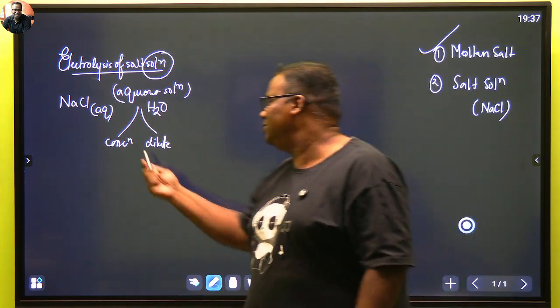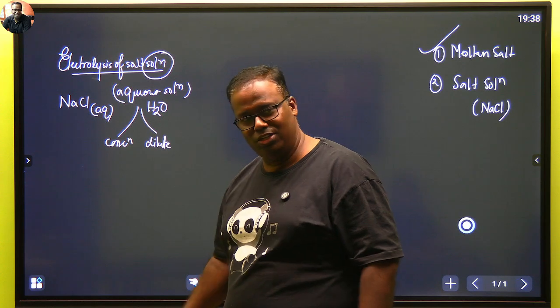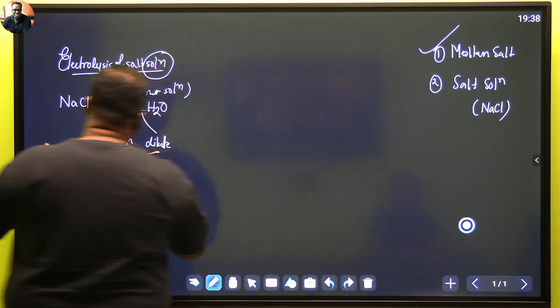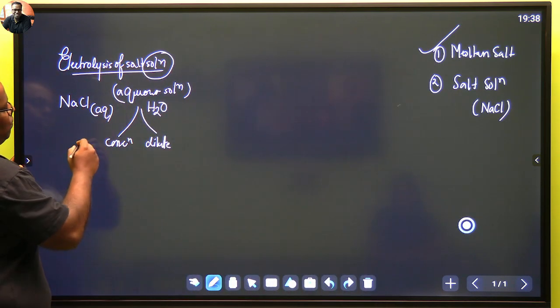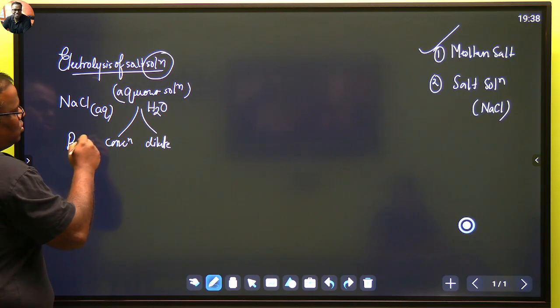Yes. So this is concentrated and dilute. Understood? When we make concentrated solution of NaCl, the word we actually use is brine.